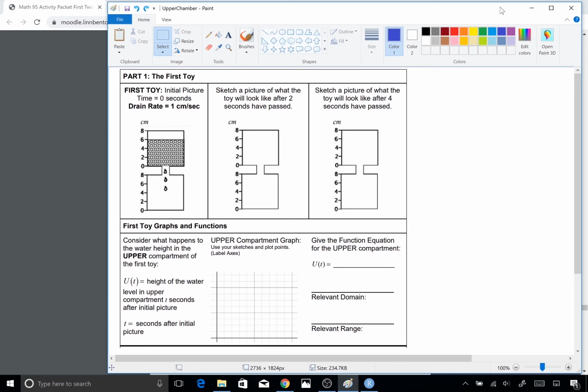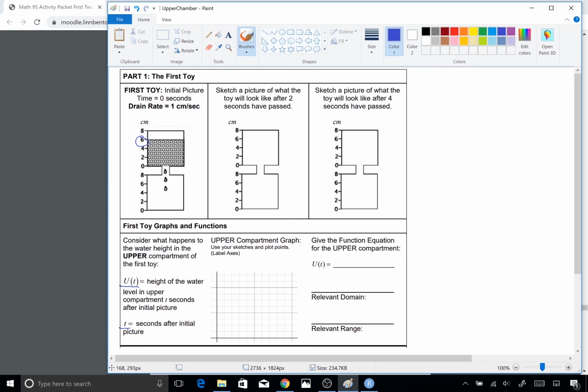Finally, I want to get you started on the linear modeling problem that's due next week. The goal is to translate this situation into a linear function. For this first one, we want a function that models the height of the water in the upper chamber, u(t). If the independent variable is time, t, then at time t equals 0, u(t) equals 6, because the height is 6 centimeters.